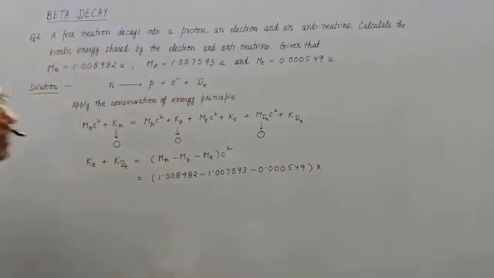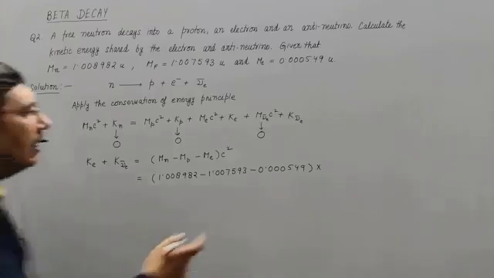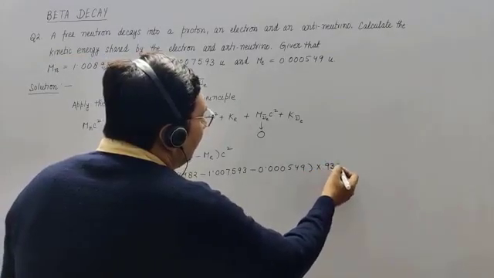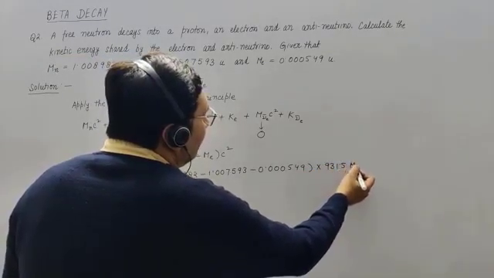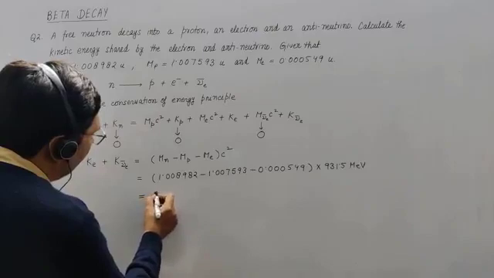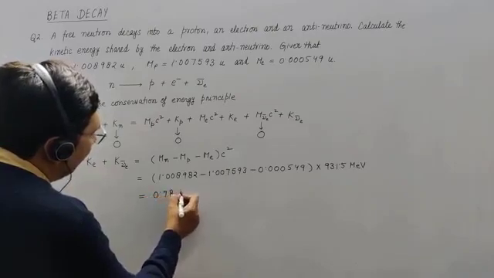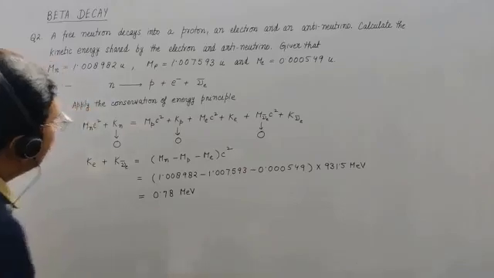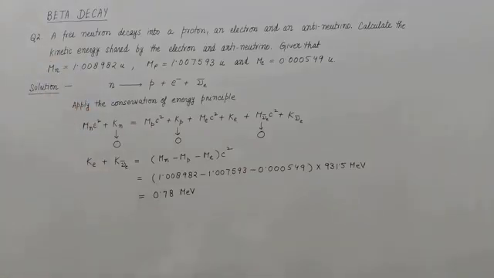So how can I convert this into MeV? These are the masses in AMU. How can you convert this mass in AMU into energy in MeV? By multiplying this by 931.5. If you multiply this by 931.5, then your answer will be in MeV. Solve this equation, find its numerical value, and it comes out to be 0.78 MeV. So this is the answer to this question.